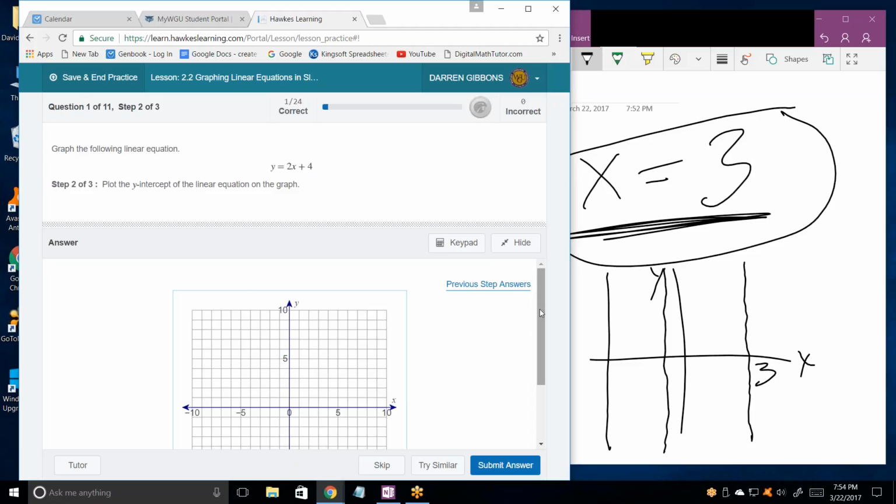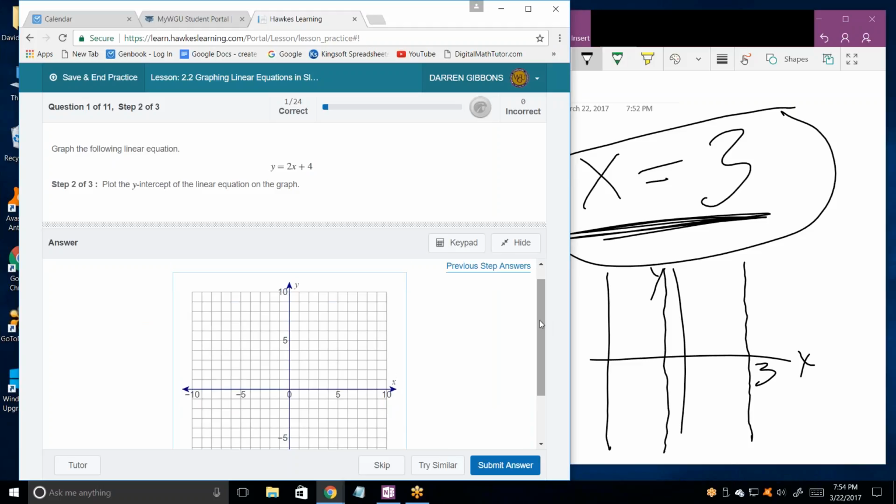Okay, this looks like the same problem. They just want us to plot the y-intercept. Well, what's the y-intercept? 4. And it's up 2 over 1, right? The slope is 2 over 1, yes. In other words, they didn't actually ask me to do anything other than plot the y-intercept, so I'm going to leave the answer as what I've done there.